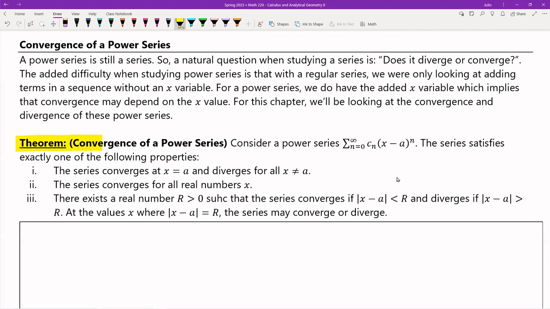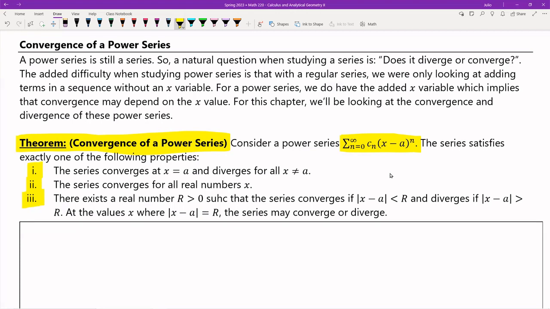You only have three options for the convergence of a power series. So suppose you have a power series. Then it has to satisfy one of three options. The first option: the series converges exactly at a specific point, x equal a, and it diverges everywhere else. The second: the series converges for all real numbers x.